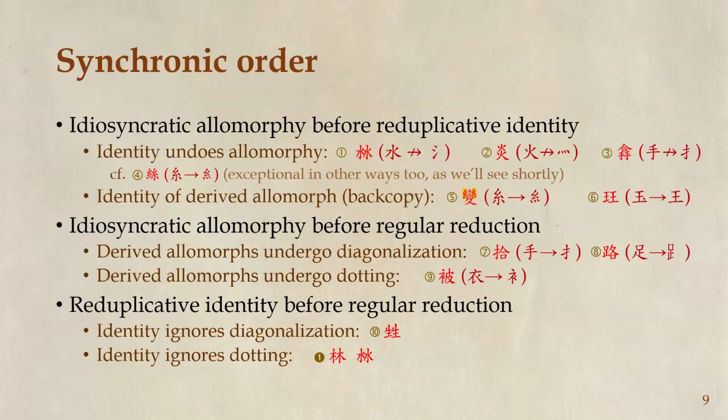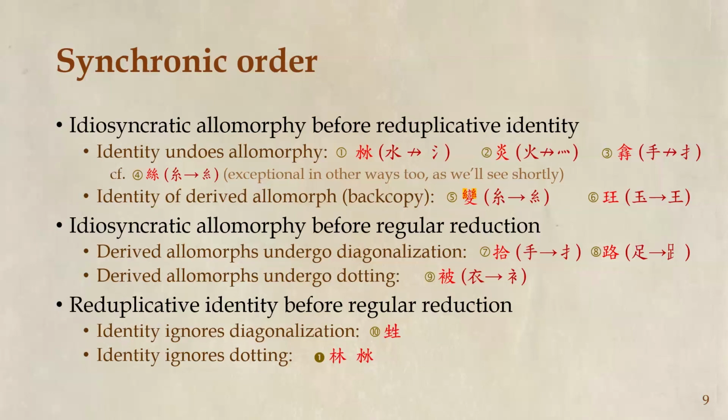So these processes seem to be orderable. You can describe a pattern, a kind of analysis where they have a particular order in synchronic forms. So I would argue that idiosyncratic allomorphy appears to apply before reduplicative identity. Two arguments for this. First, identity undoes allomorphy. So in examples 1, 2, and 3, you can see in 1, the wiggly thing normally would become the 3-dot thing, but it is blocked from doing so in the reduplicated form. There are some exceptions. In fact, there's maybe just one exception in 4, where that seems to be semantically, morphologically reduplication, but you get this exceptional strange allomorphy.